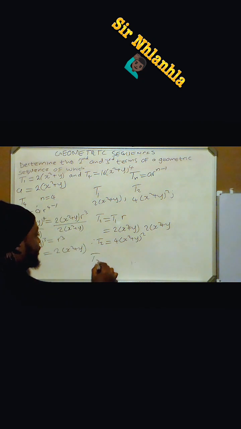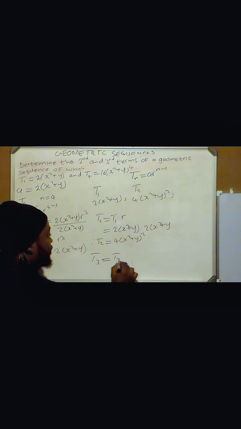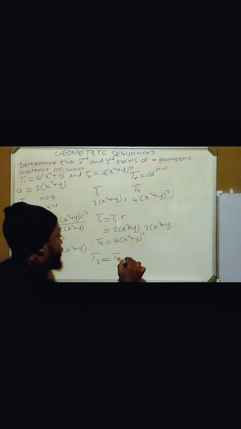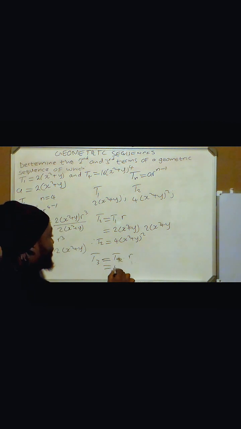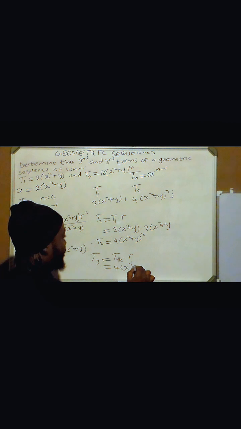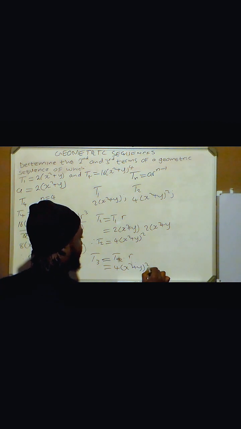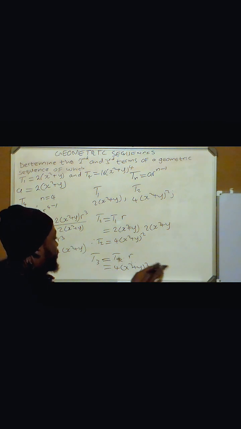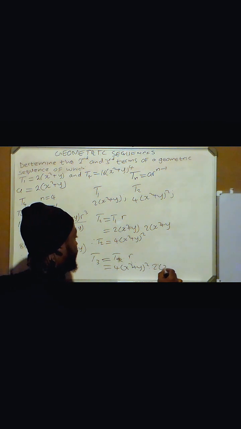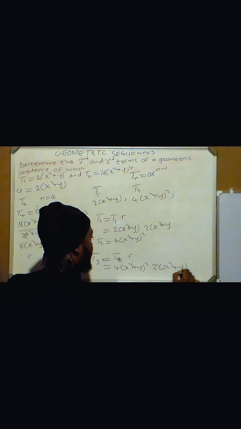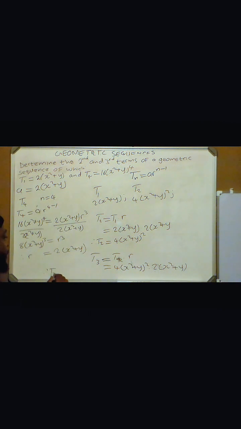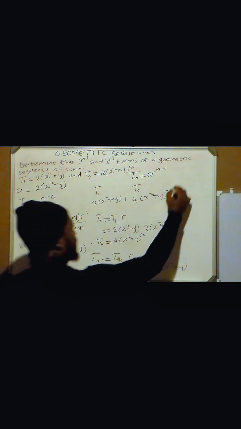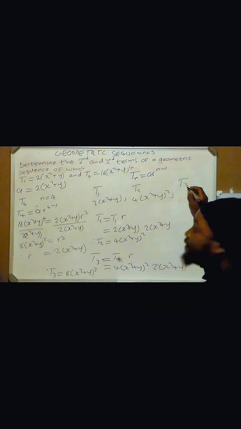To find term number 3, this should be t2 multiplied by the common ratio. So this is 4 multiplied by (x squared plus y) squared, multiplied by the common ratio 2x squared plus y. So therefore t3 should be equal to 8 times (x squared plus y) cubed. So this is our term number 3.